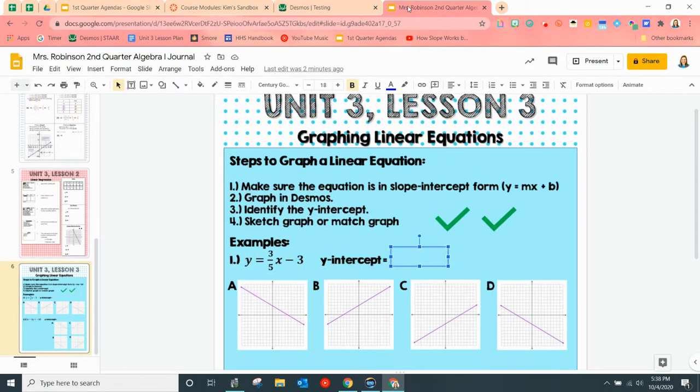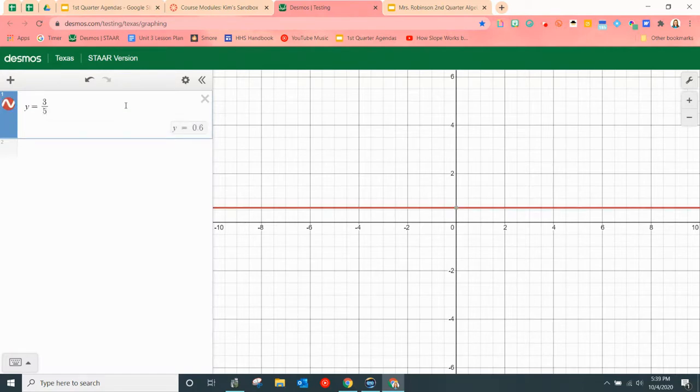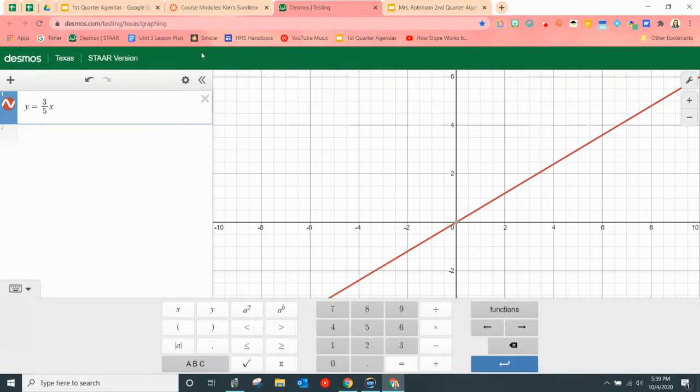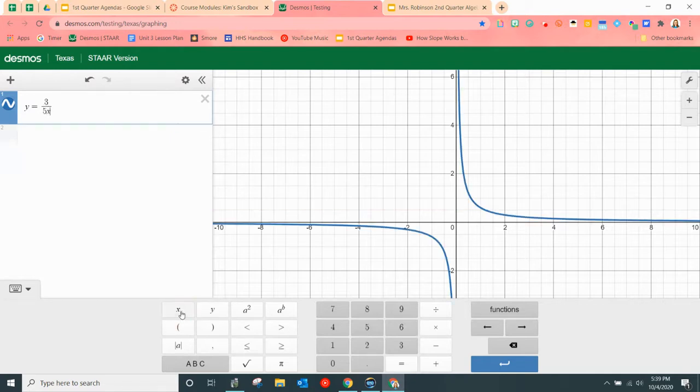Okay, so let me go back over to my journal slide now. What I need to do is type this equation into Desmos. Here we go. Y equals, and I'm just using my keyboard for this, and I just typed 3/5, and it made it a fraction. So I'm going to arrow over now. I'm going to put my x. Now, if you want, you can use this keypad down here to type too. You could say y equals 3 divided by 5 x.